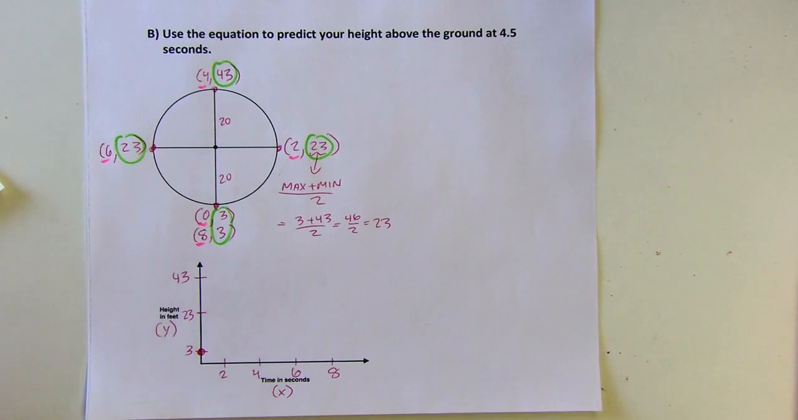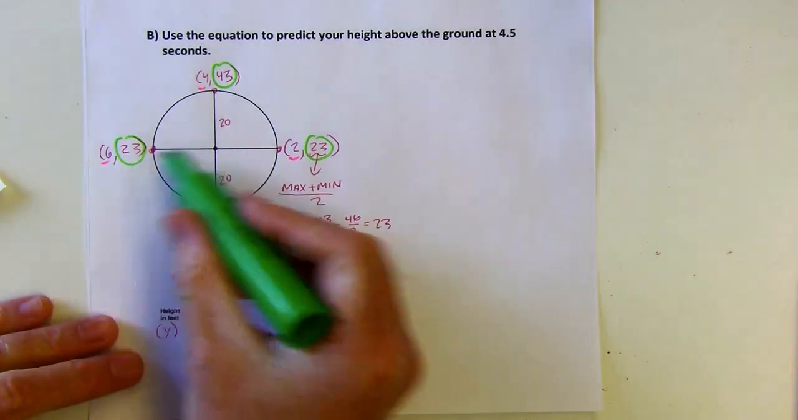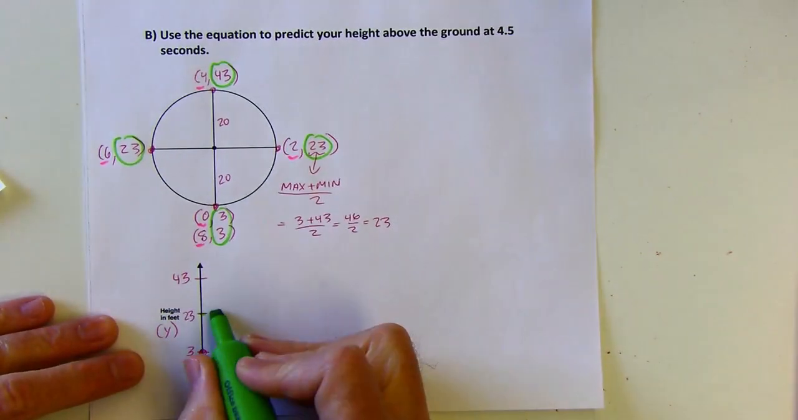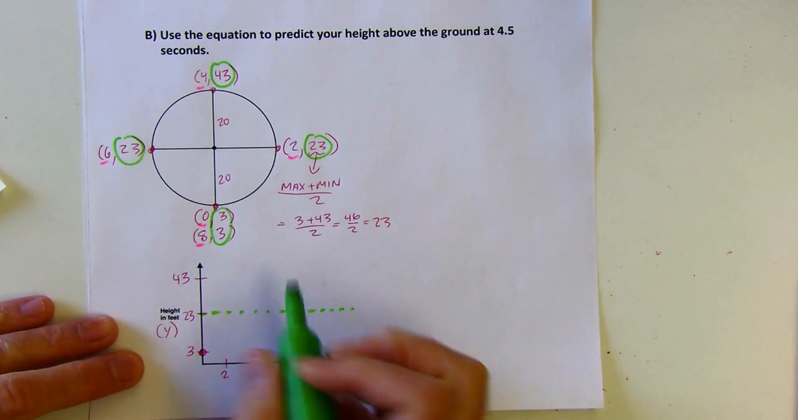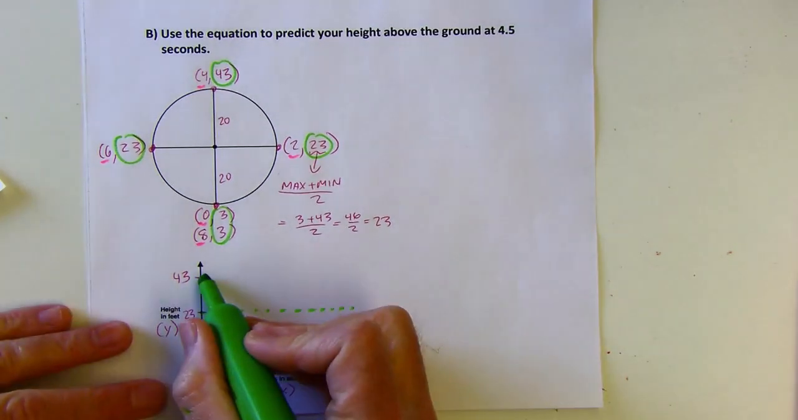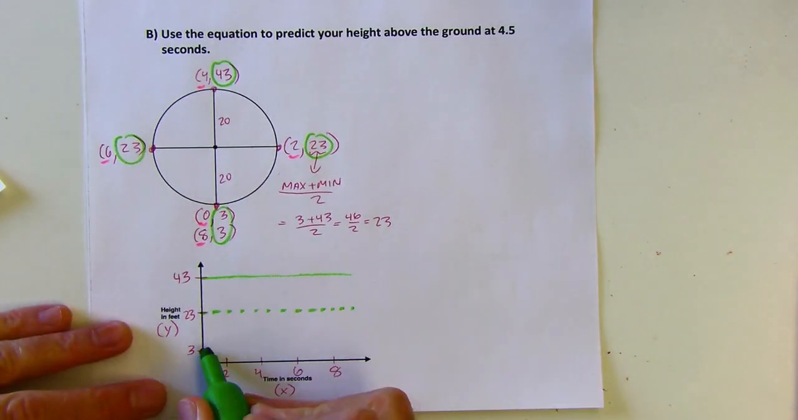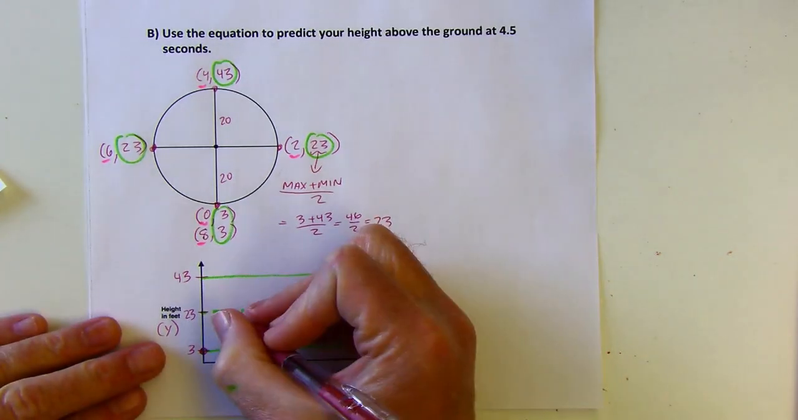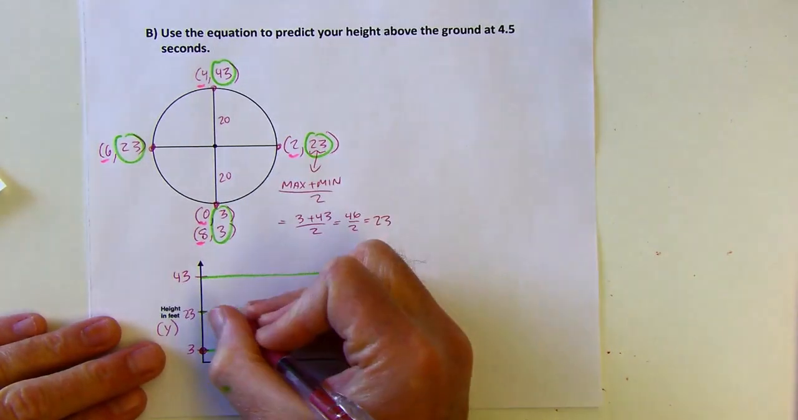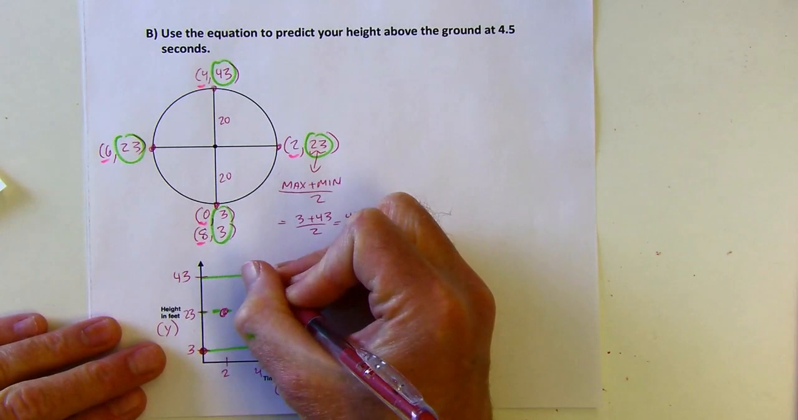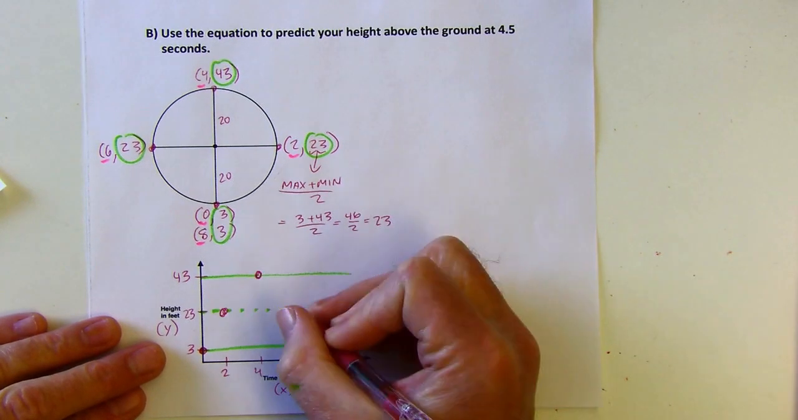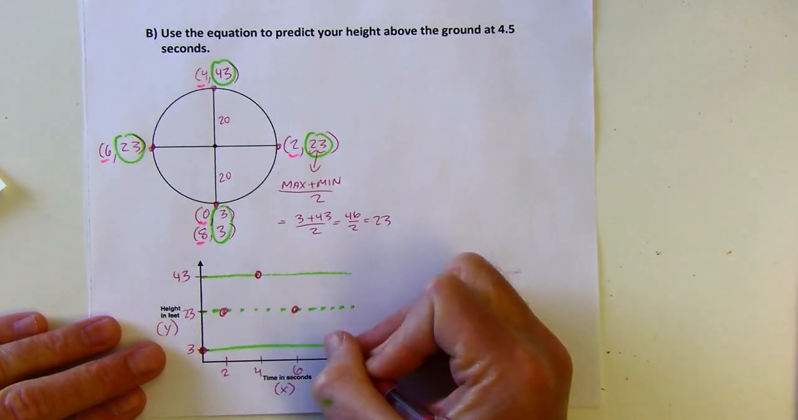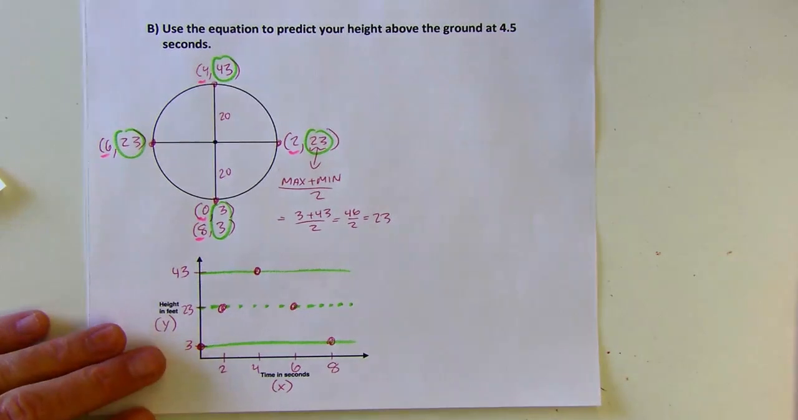I got 0, 3. Oh, by the way, my midline is going to be right here. Okay, this is going to be one of those curves, and we can make a road map. So all my critical points are going to be on those three lines. Okay, so there's the first one. Then I have 2, 23, 4, 43, 6, 23, and 8, 3. Okay, and hopefully that's looking familiar.